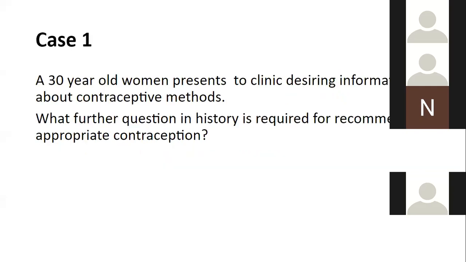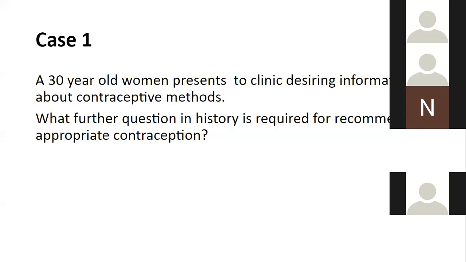So this is a case of a 30-year-old woman who presents to clinic desiring information about contraceptive methods. What further questions in history are required for recommending appropriate contraception? So actually there are two points that need to be covered when we look at this. This is a woman who would like information regarding the different contraceptive methods. And secondly, what information do you want from her to recommend the appropriate contraception?